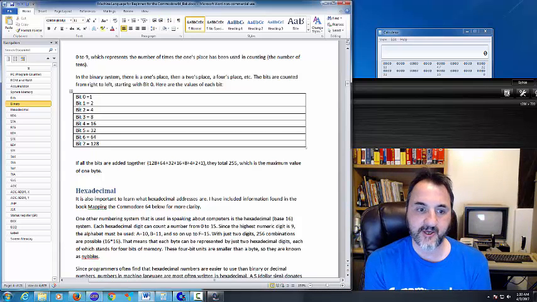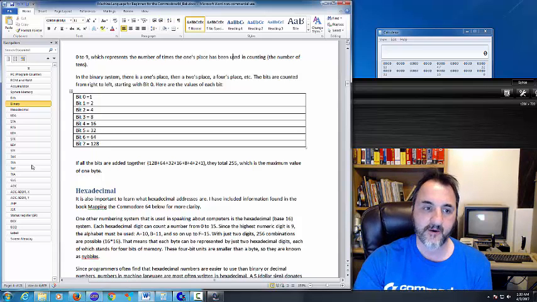If all the bits are added together, that's 128 plus 64 plus 32 plus 16 plus 8 plus 4 plus 2 plus 1, they total 255, which is the maximum value of 1 byte. So that's the whole point of this, is understanding. When we do it later, you'll see charts in that, and you're going to see these numbers again, but this is basically how they're calculating the bytes.